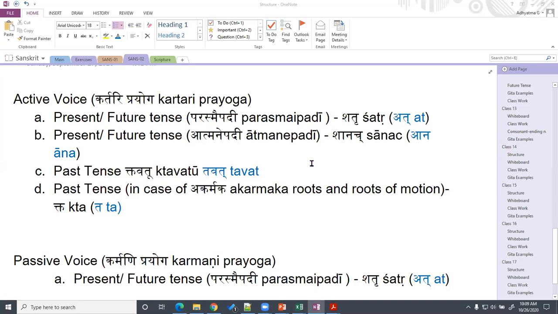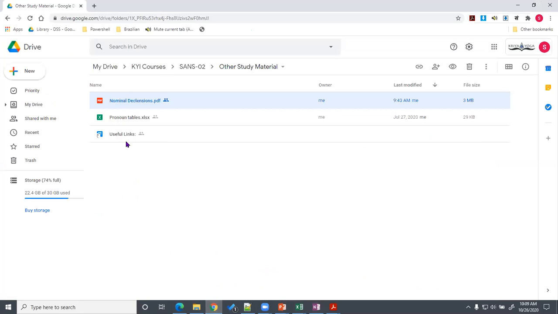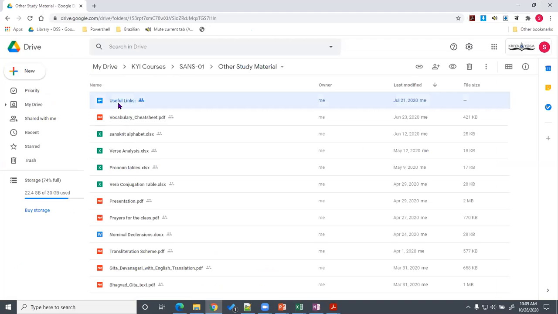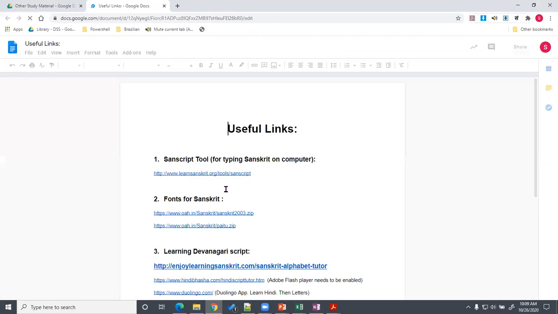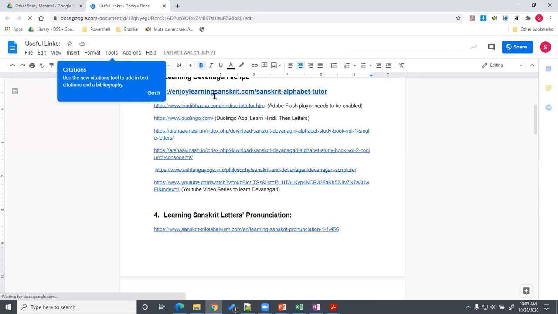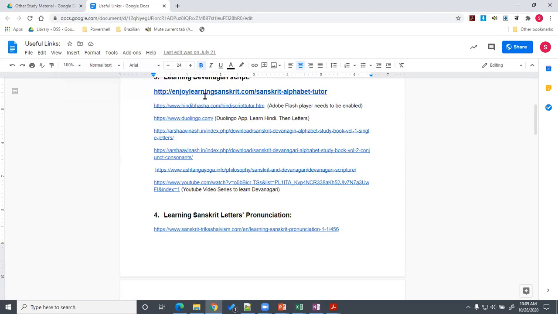There is a comment here: I still have difficulty with Devanagari, what do you recommend? We did put up some resources, some useful links to learn Devanagari. If you go to the Sanskrit 1 course here, in the other study material there are useful links for learning the Devanagari script. If you go through 1 or 2 top links, you will find that they are pretty good sites to learn Devanagari. And I believe that most of you who are submitting the exercises have all learned Devanagari. That's a very good thing.